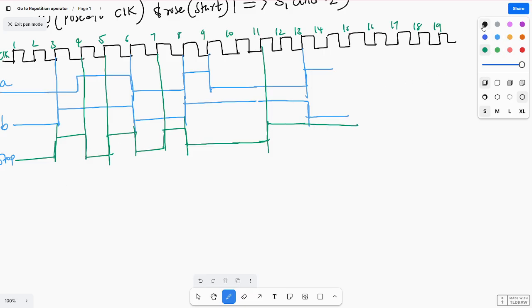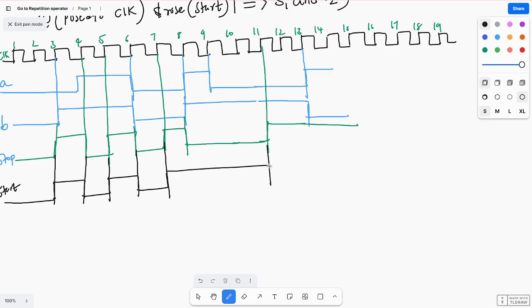And one more, my start signal. It will be 0 till 3, again at 3 it becomes 1, at 4 it becomes 1, 5 it becomes 0, 6 it becomes 1, and 7 it becomes 0, and next it will be 1 till 11, again it becomes 0. This is my waveform.